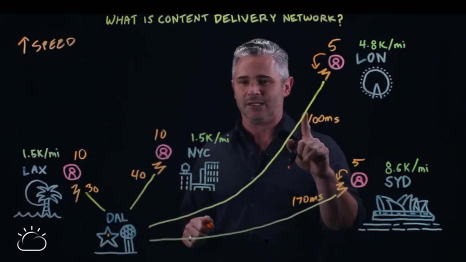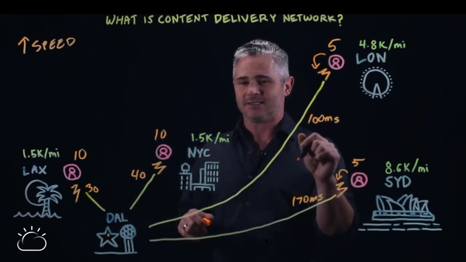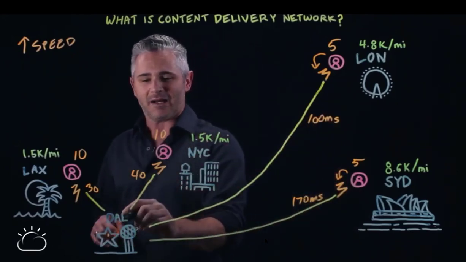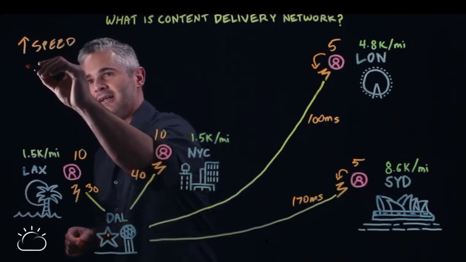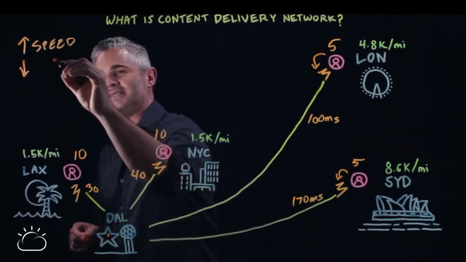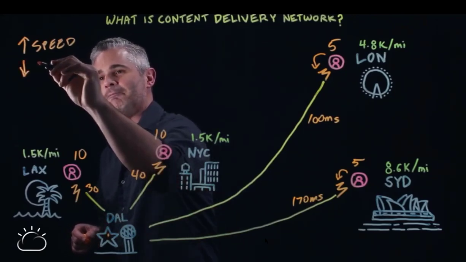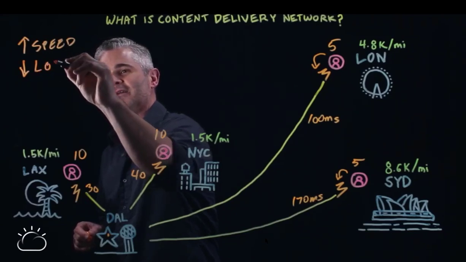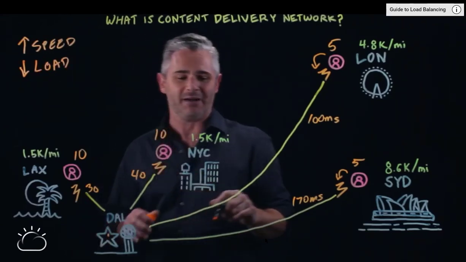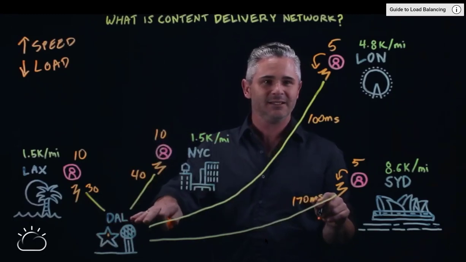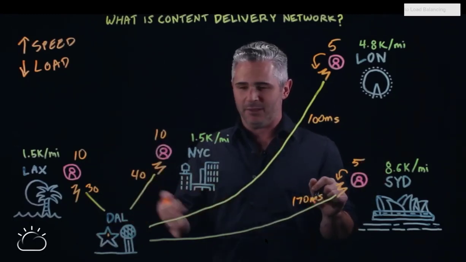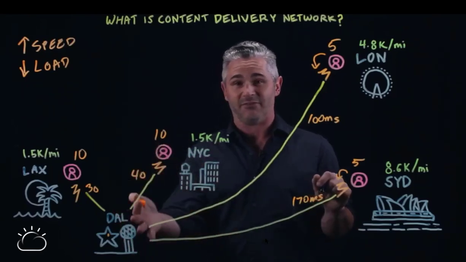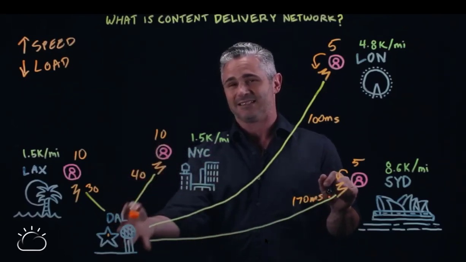But what you're not seeing here is an indirect benefit: the reduction in the amount of traffic that actually hits the Dallas server. So the indirect benefit is that you see a reduction in the load, or a reduction in the amount of capacity that you need in Dallas to serve all these users.